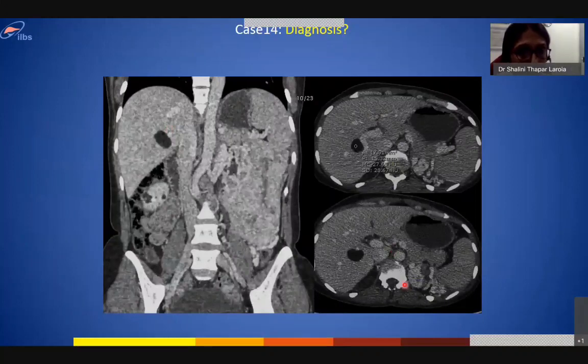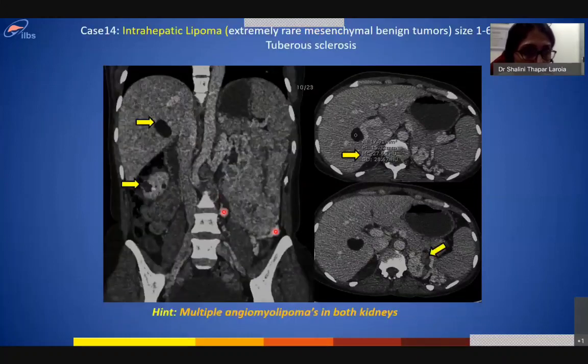So I've changed the window setting for these two images, and there is another image. So have a good look. There are multiple findings in this, and this could come as a spotter case. Okay, so if you've had a look, let me move on to the solutions.